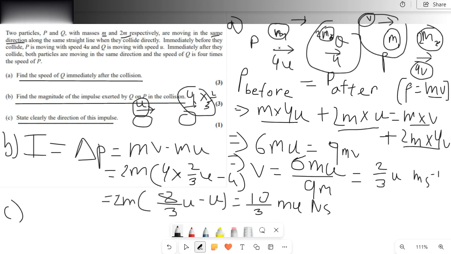As we know from this diagram, if P moves here and Q was moving here, then as they collide, P will have an impulse.